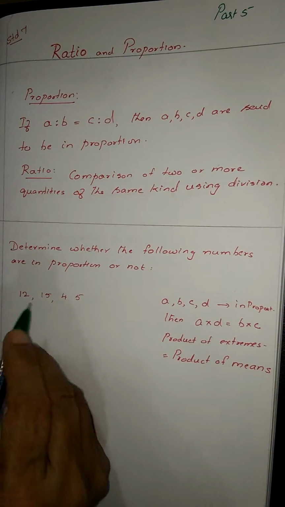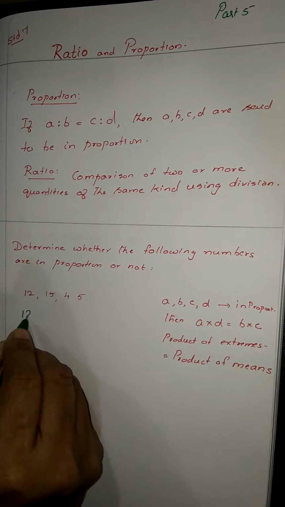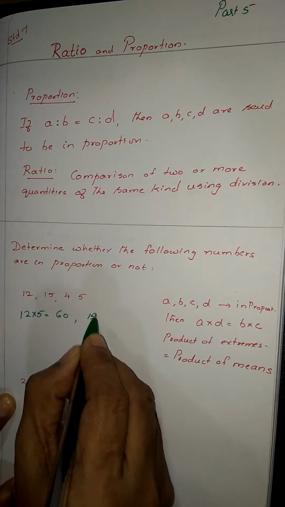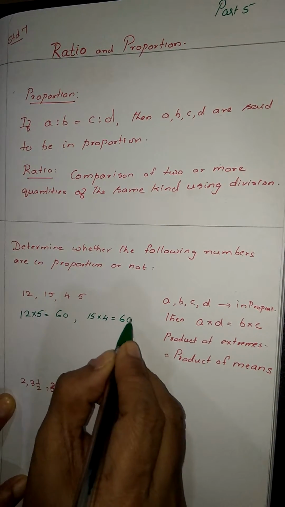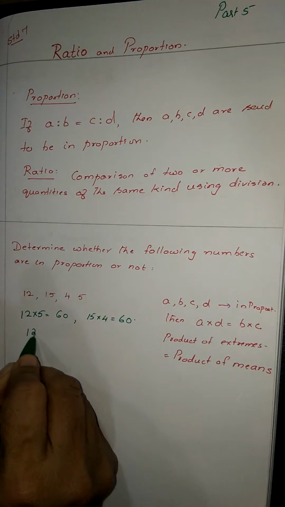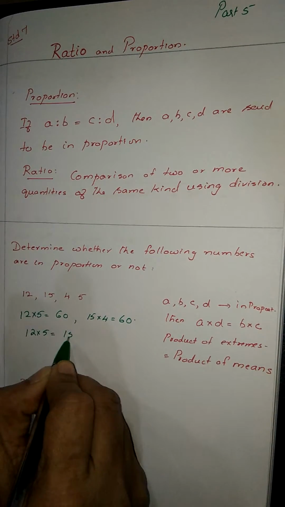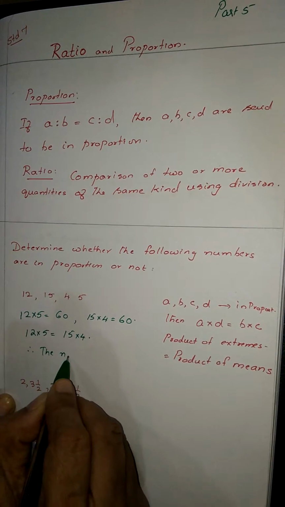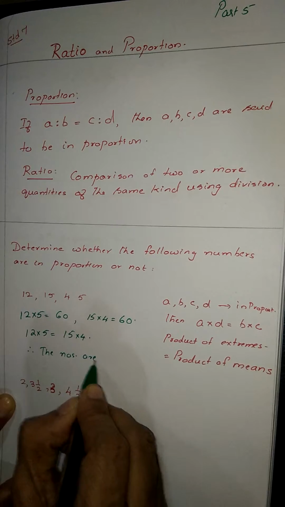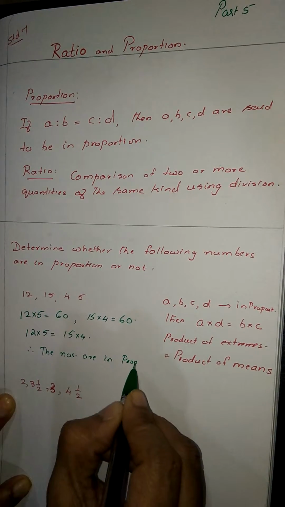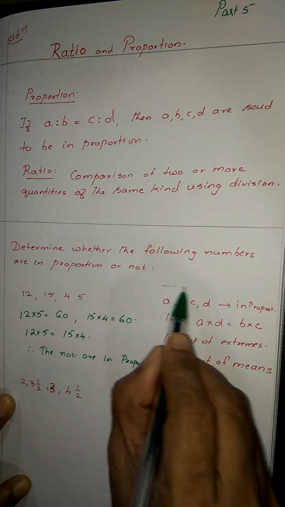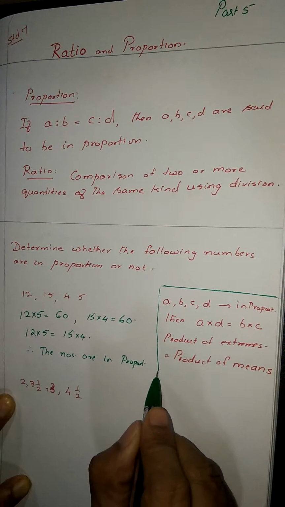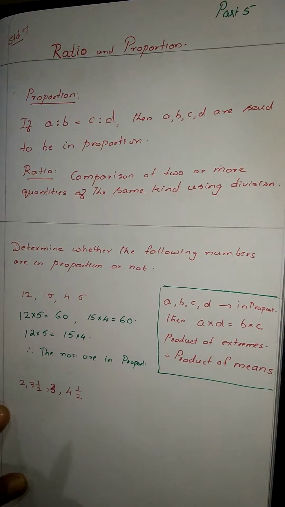Now we can check whether the product 12 into 5 is equal to 60 and 15 into 4 is equal to 60. So 12 into 5 is equal to 15 into 4. Therefore, the numbers are in proportion. So this is the concept that we are using here to check whether the numbers are in proportion or not.